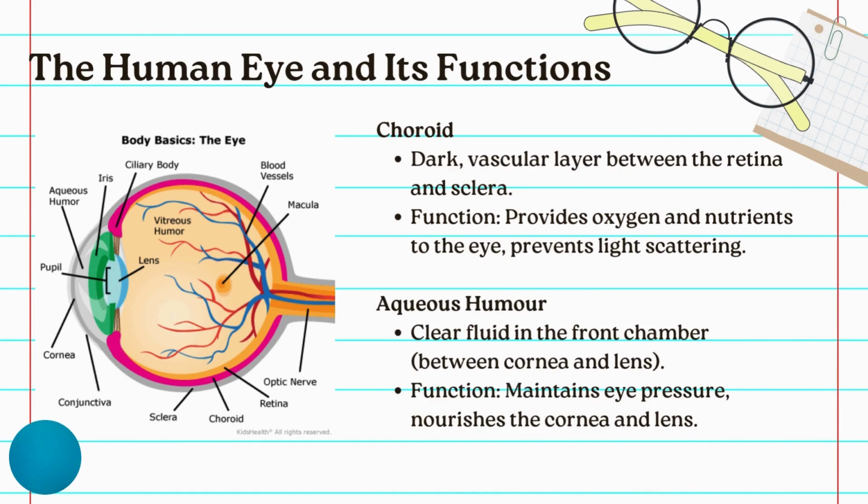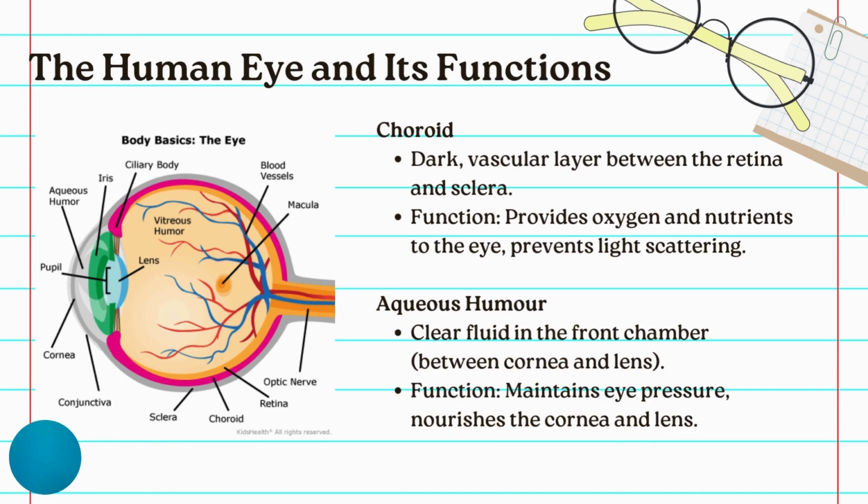And then we have the choroid, which is not something that you will be able to see if you're looking into the mirror. It's another layer underneath your sclera, the white layer, and it serves to provide oxygen and nutrients for your eyes, so it nourishes your eyes and prevents light from scattering.